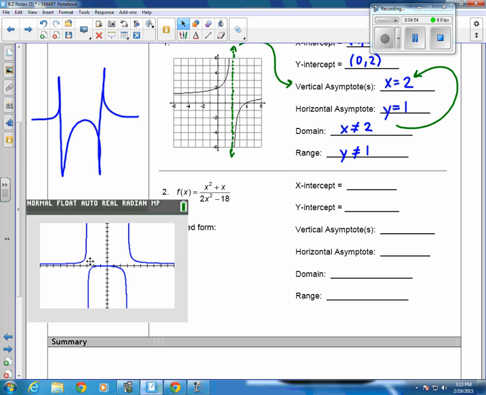The x-intercept is negative 1. Okay, I'm hearing that we have an x-intercept at -1, 0. Would you say 0, 0, 2? What do we think? Which is it, or is it both?